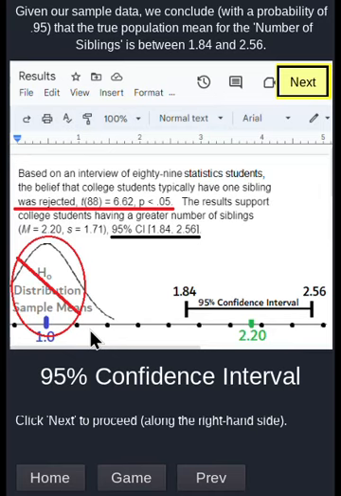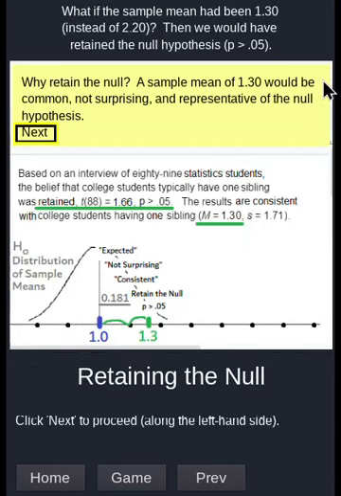Now we can also provide the reader with a 95% confidence interval. And the 95% confidence interval says, you know what? There's a 95% chance that this interval of 1.84 to 2.56 contains the population mean. So that gives the reader an idea of where it is likely to actually be.